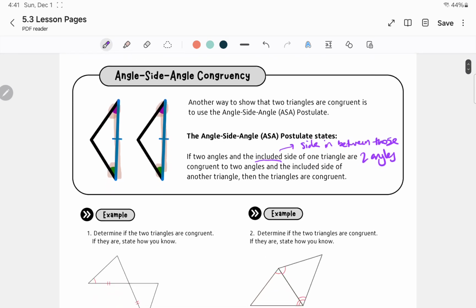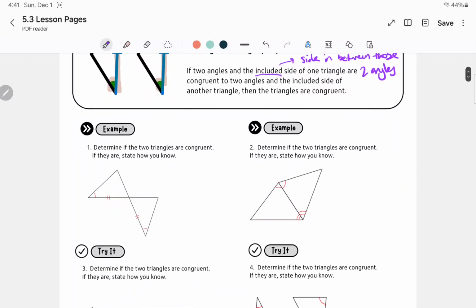So let's look at example number 1. Determine if the 2 triangles are congruent. If they are, state how you know. So we always have to mark if the side is congruent to itself, or if there are vertical angles. If those vertical angles, meaning they're across from each other, are there, that means they are congruent. So let's draw in these vertical angles right here. Let's use 2 swoops because one is already being taken. So I have an angle, side, angle. I have an angle, side, angle, right? So I know they're congruent by ASA.